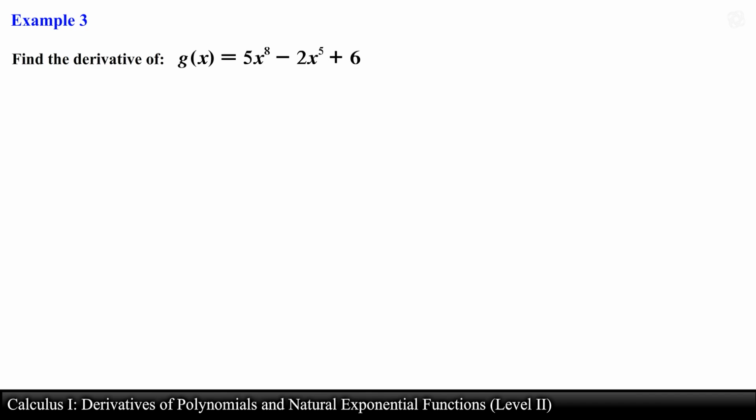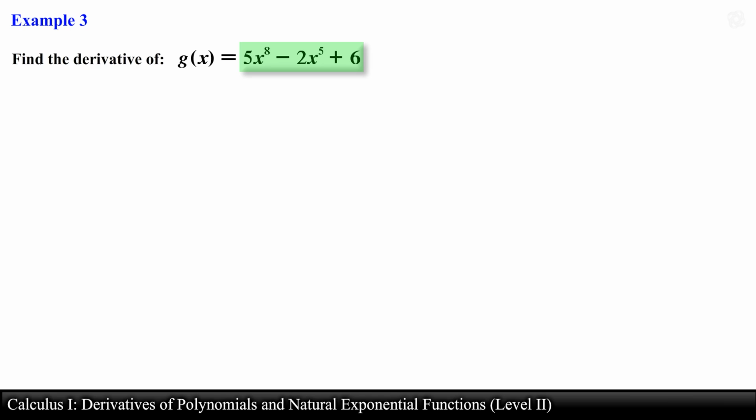Find the derivative of g of x equals 5x raised to the power of 8 minus 2x raised to the power of 5 plus 6. In this example, we are face to face with a trinomial. We have three different terms separated by addition and subtraction operators.